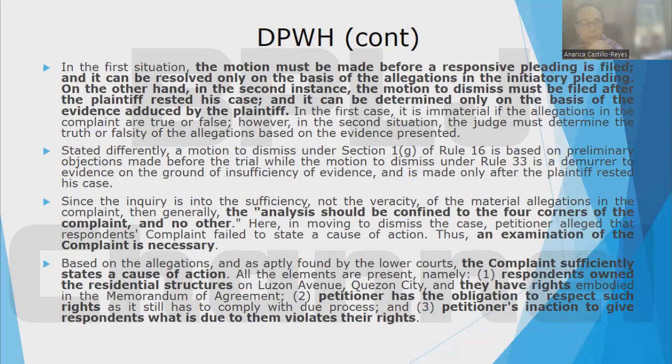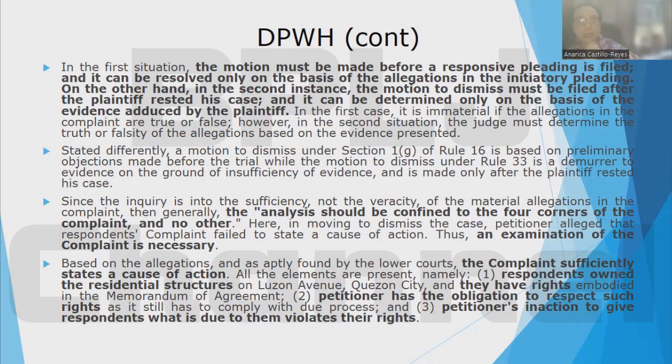So in the first situation, the motion must be made before a responsive pleading, and it can be resolved only on the basis of the allegations in the initiatory pleading. On the other hand, in the second scenario, the motion to dismiss must be filed after the plaintiff rested her case. So the important thing to remember in the case of DPWH, in determining whether or not there was failure to state a cause of action, you should confine yourself to the four corners of the complaint. The analysis should be confined to the four corners of the complaint and no other.